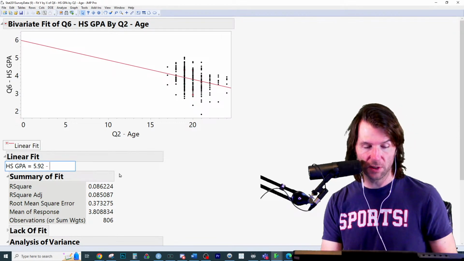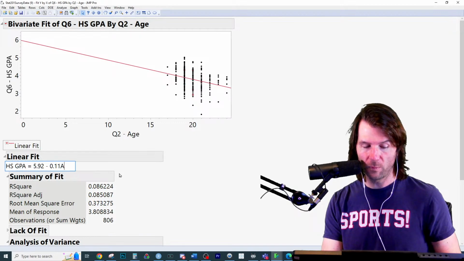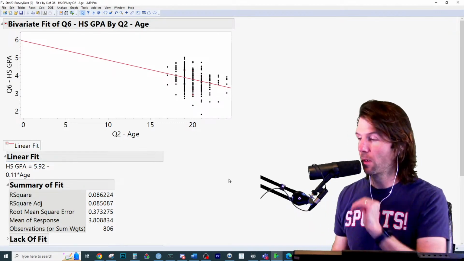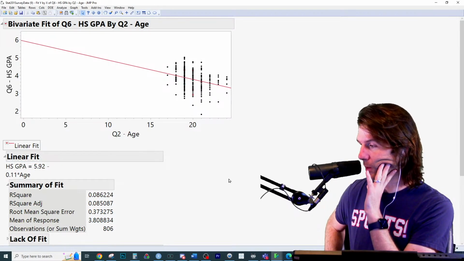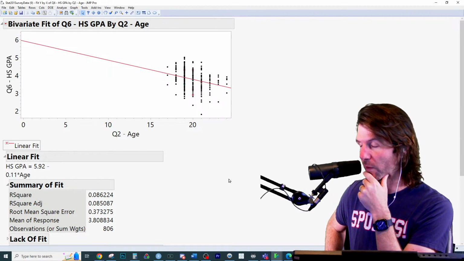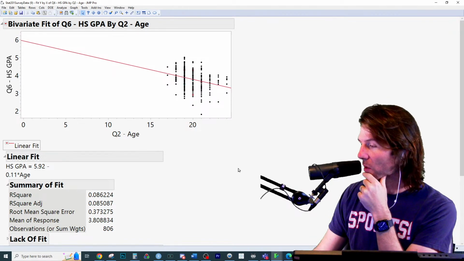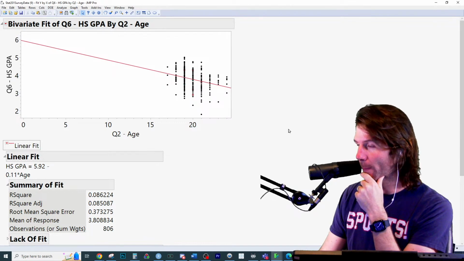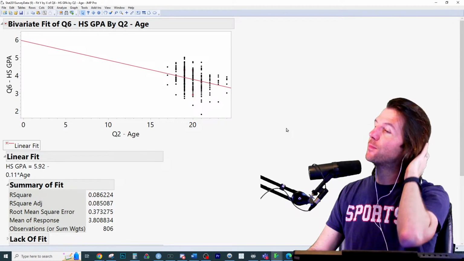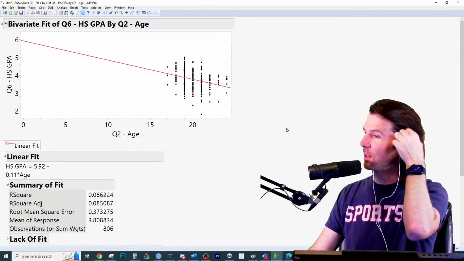So what would be the interpretation of this? When age is 0 years, we expect high school GPA to be equal to 5.92, right? So when age is equal to 0, we expect high school GPA. So does that make sense?